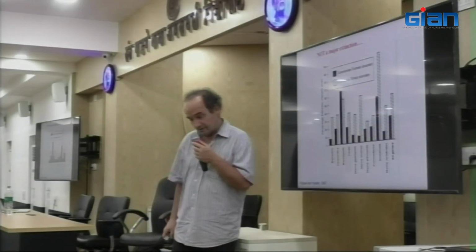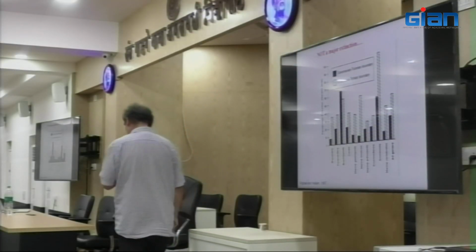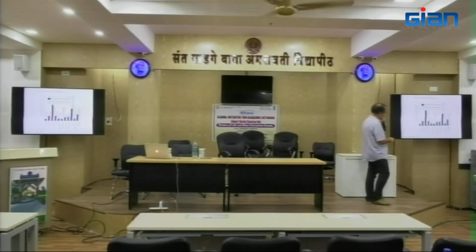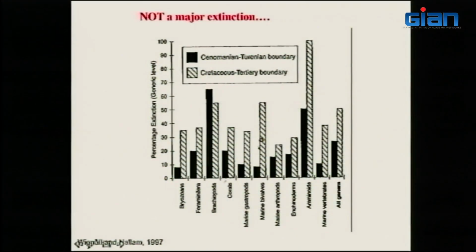Okay, when I said it's not a major excursion, here, for example, you have the comparison of the Cenomanian-Turonian boundary, percentage extinction at a generic level. You can compare this with the Cretaceous-Tertiary boundary.